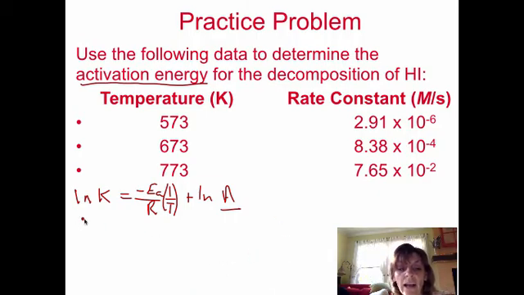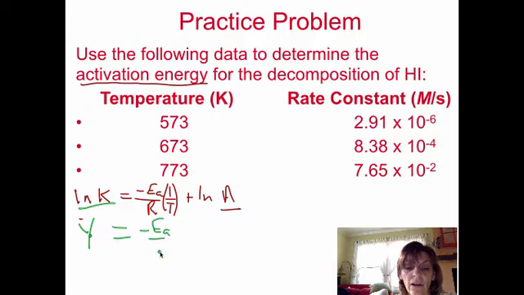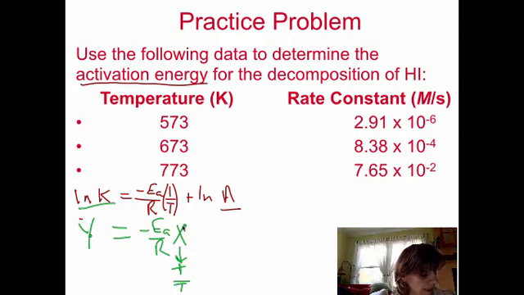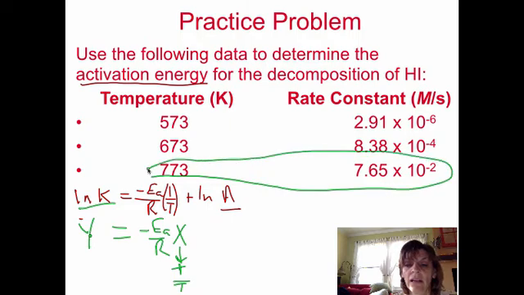So for slope, you're going to need rise over run, and since your y is a natural log of K, find the change in y. Your slope is EA over R, and your x value is 1 over T. So find the change in 1 over T. So let's pick a couple points. I did this myself, and I used the two most extreme points, the 773 rate constant and the 573 rate constant.